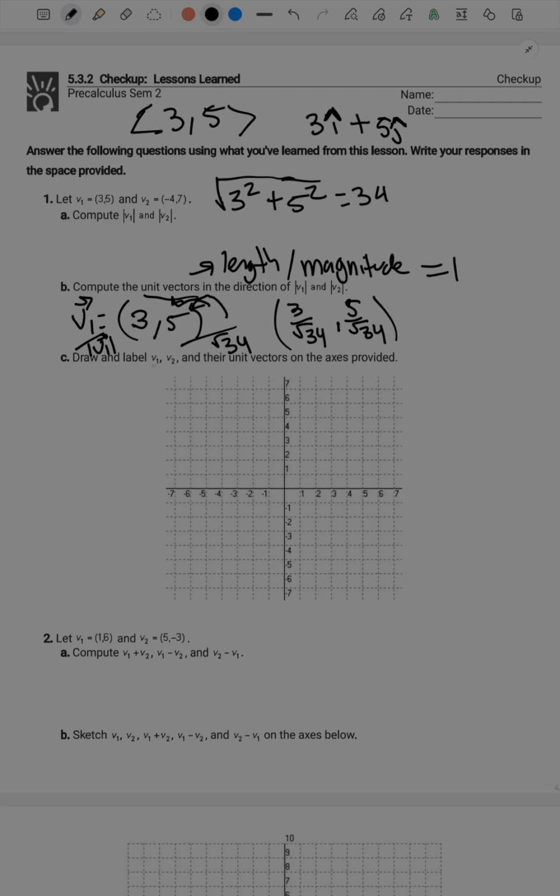So again, here for draw and label v1, you can kind of think of it as a point, as the arrow going from the origin to the point in the parentheses. So for v1, we're going to go to (3, 5). That's the point in the parentheses, and then we're going to draw the arrow up like that.